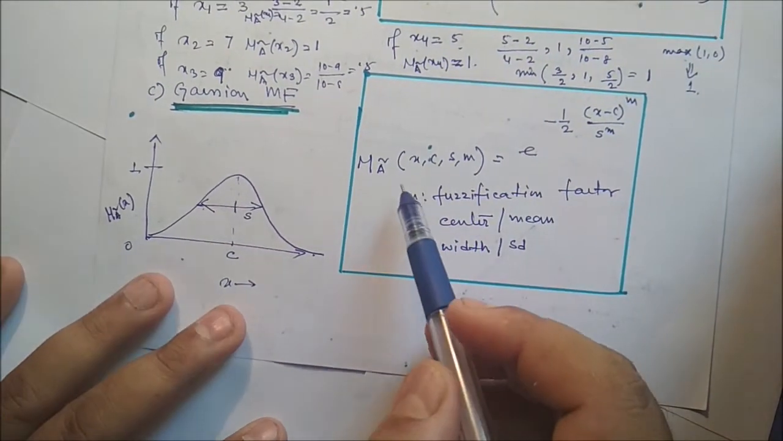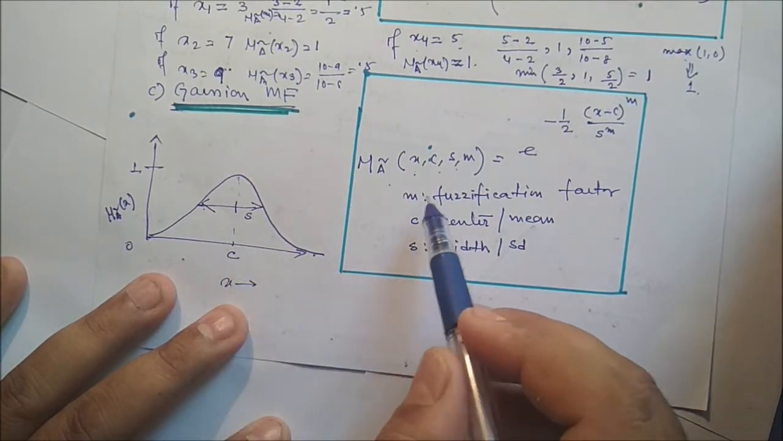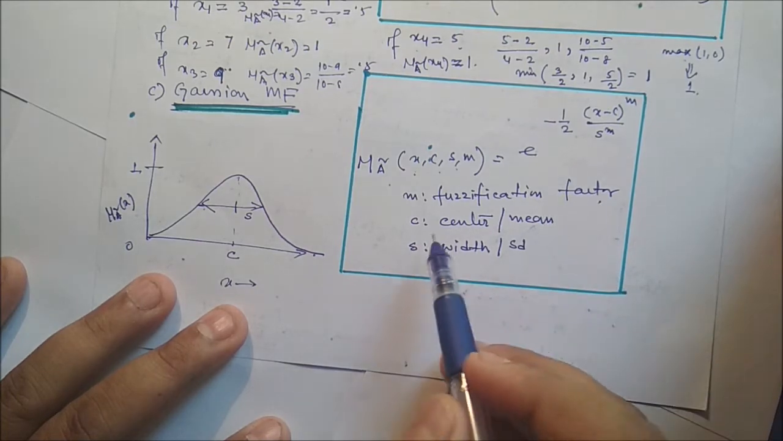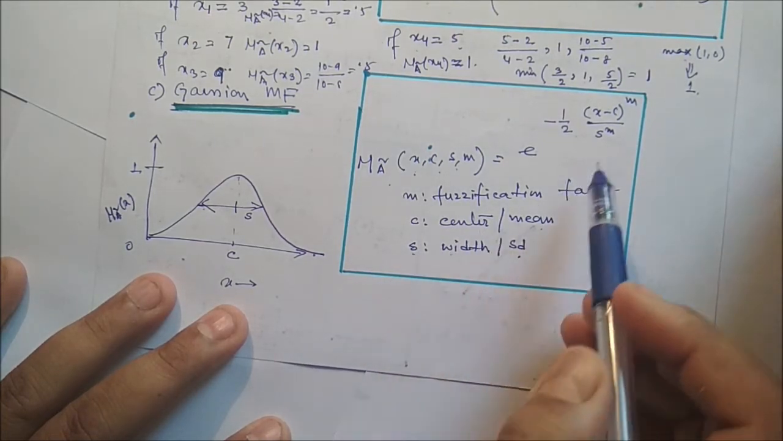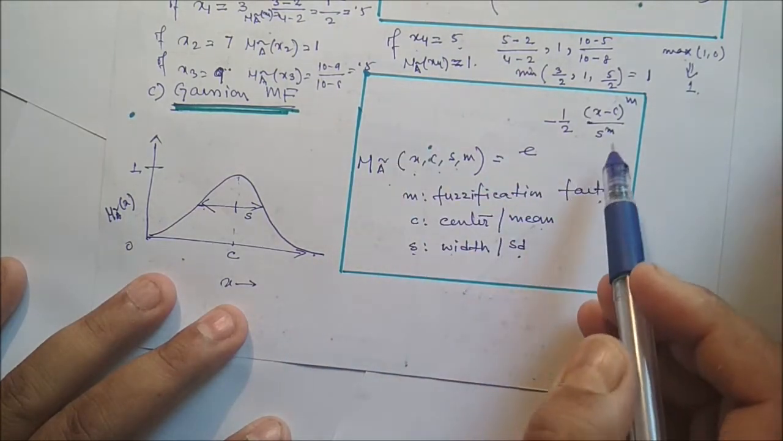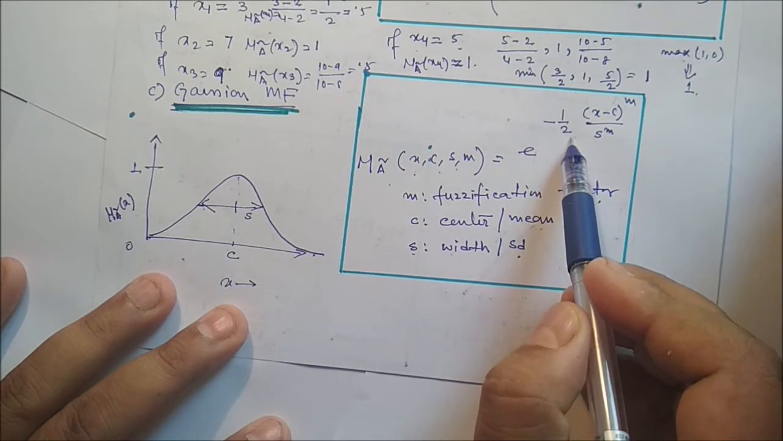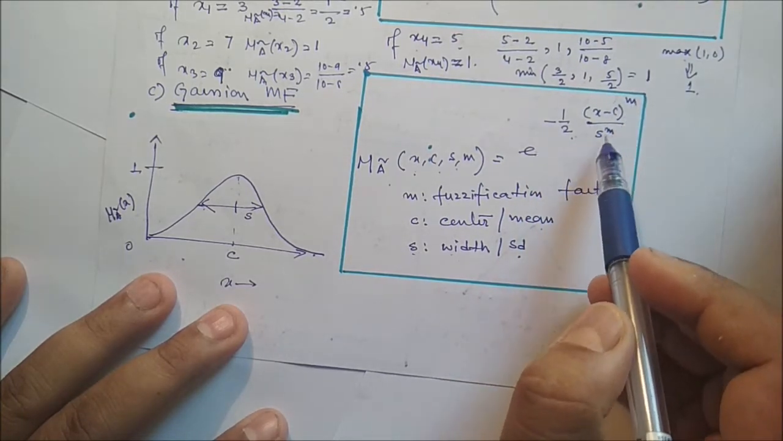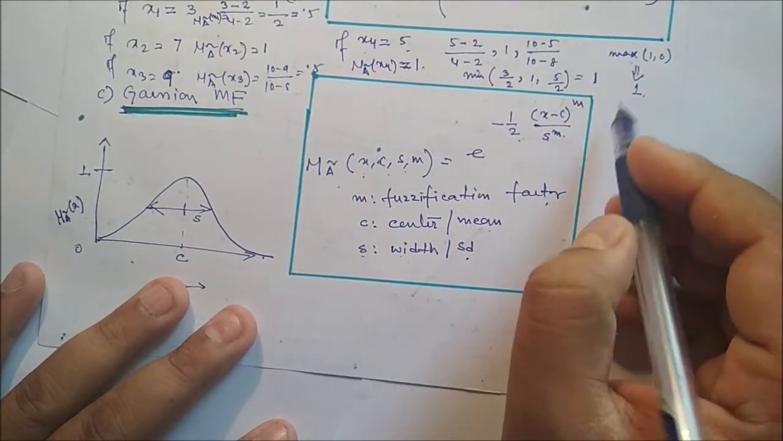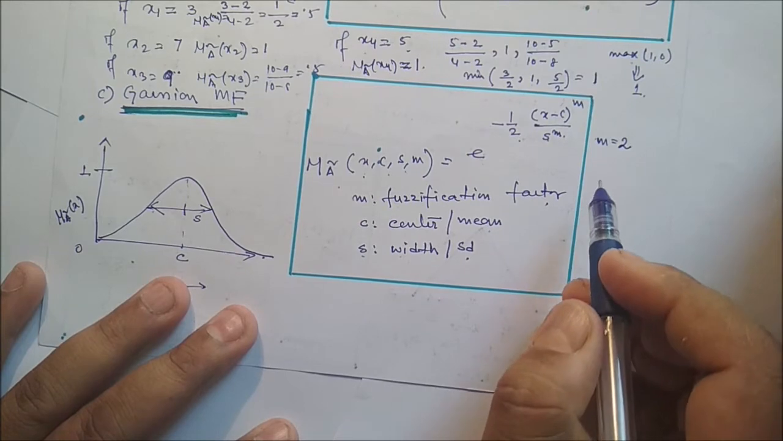So here, mu(x; c, s, m). x is a value, m is a fuzzification factor, c is the center or mean, and s is the width. To calculate the membership value, we can use this formula: e to the power minus 1 by 2, (x minus c) to the power m by s to the power m. So for a simple Gaussian, we may use m equal to 2.